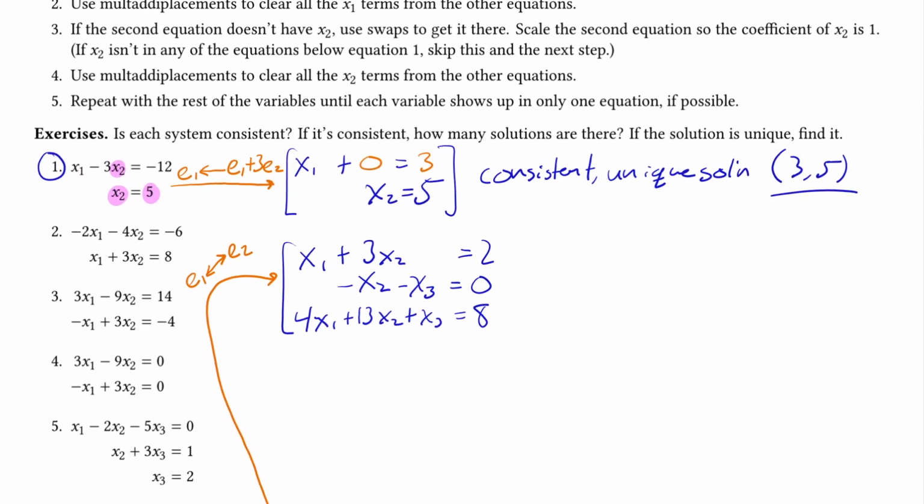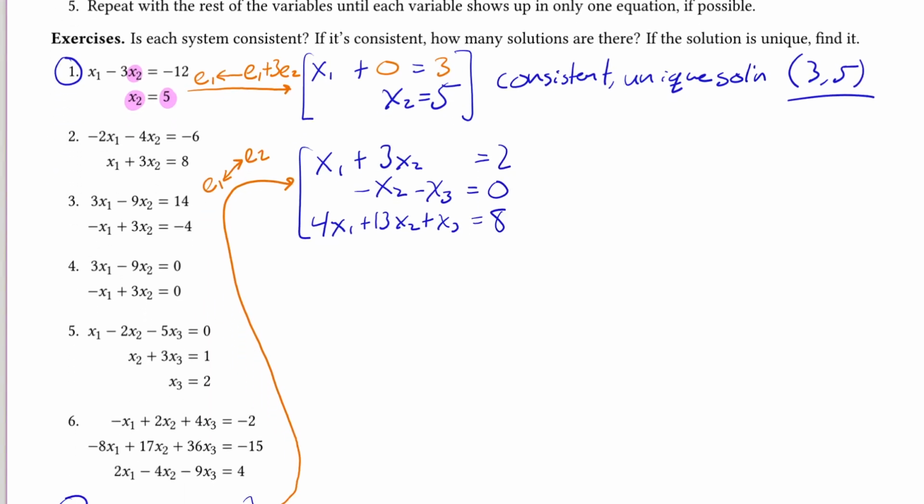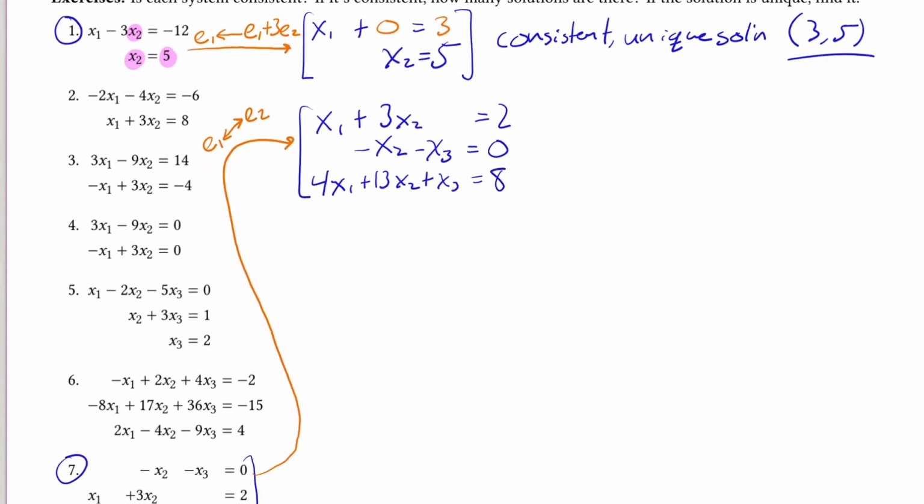So we can do that by doing 4x1 minus 4 times x1. That would give you a 0x1. That would be eliminating that x1. So let's do that. We want to replace equation 3 with the sum of itself and minus 4 times equation 1. And the first two equations are staying the same. So we're just going to write them again.